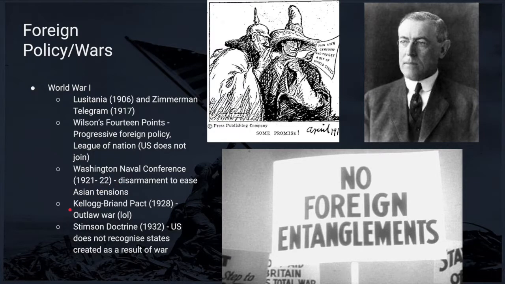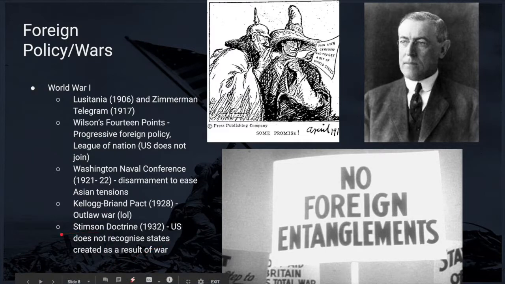We also have the Kellogg-Briand Pact in 1928, which is going to outlaw war globally, which clearly does not work at all. The last thing in this interwar period is the Stimson Doctrine, where the U.S. is not going to recognize any states created as a result of war, which is ironic given how America was formed and the number of wars it took to create the boundaries we have today.